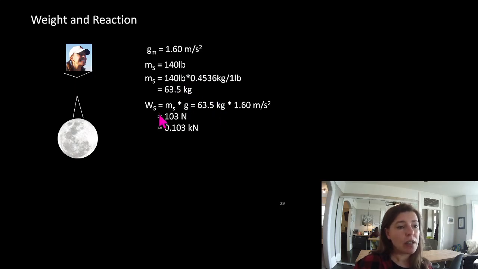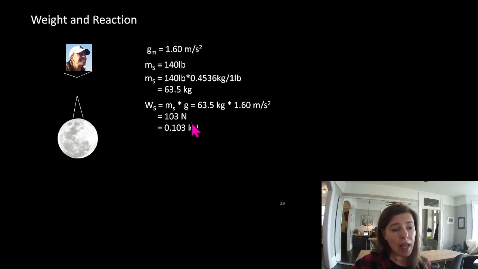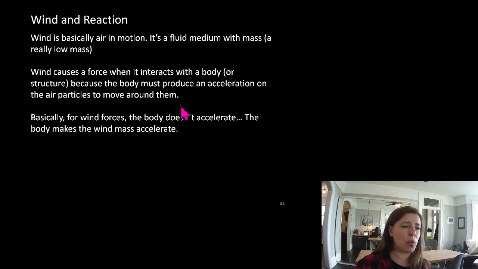My weight, though, on the moon, I'm accelerating into the center of the moon at a different rate than I'd accelerate into the center of the Earth. So on the moon, I only cause a downward force of 0.103 kilonewtons. That means a chair on the moon would have to resist less load caused by me than the same chair on Earth. Now, that's a slightly ridiculous design scenario, but I just wanted to illustrate something there. Okay, those both worked out.